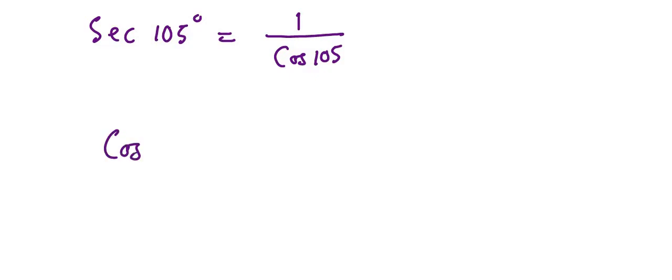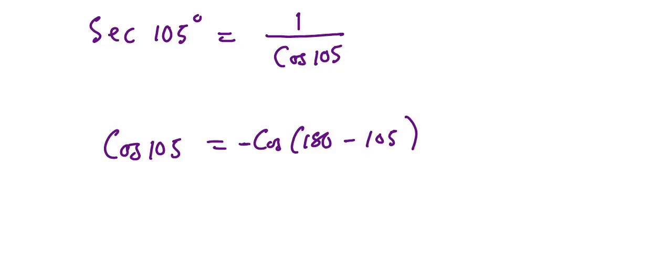Okay, if you say sec of 105, this is now going to be the same as 1 over cos of 105. So now where is 105 found? 105 is going to be in the second quadrant. In the second quadrant, we're saying cos of 105, meaning everything now changes. So 105 is the same as cos of what? 180 minus 105, right? With a negative in front, because cos is negative in the second quadrant.